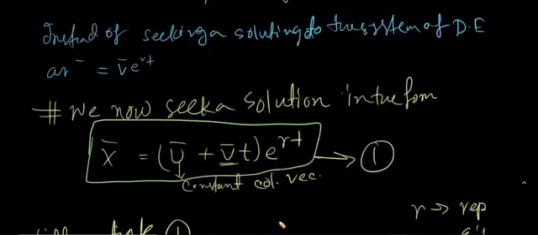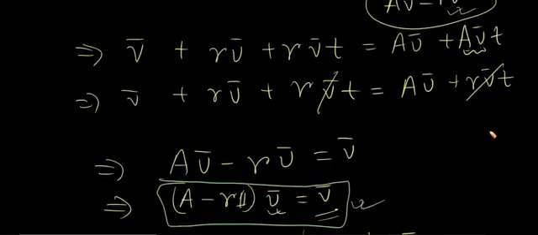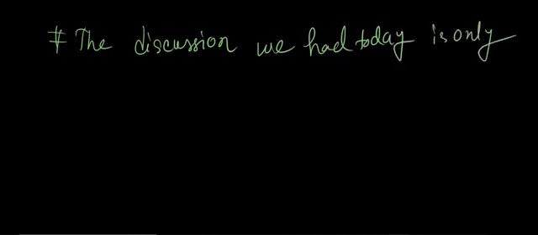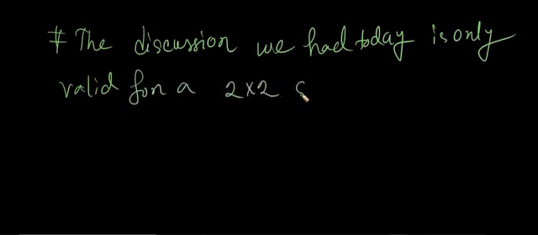All you need to do is assume a solution like this. And this is only valid, so let me just remind you of the important fact that the discussion we had today is only valid for a 2x2 system. When you go to a 3x3 system, you need to modify this idea a bit more, and obviously there is a most general rule, but that is out of our context for this course.